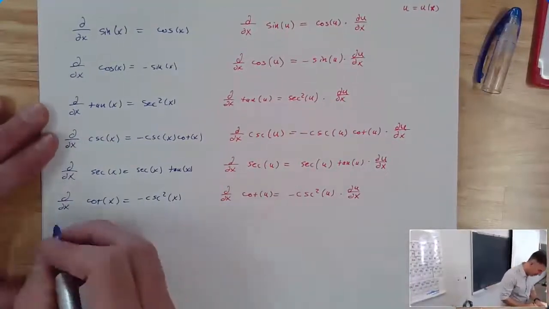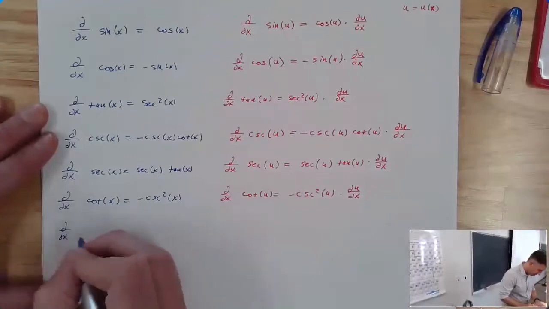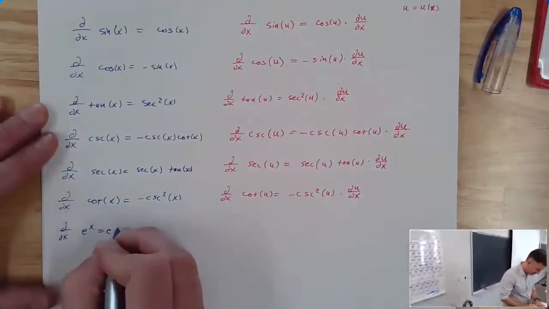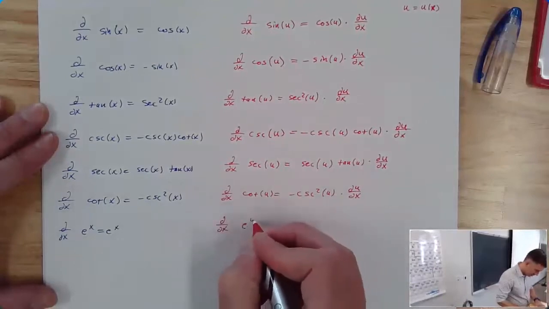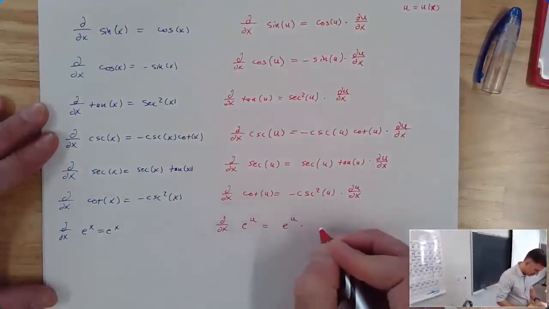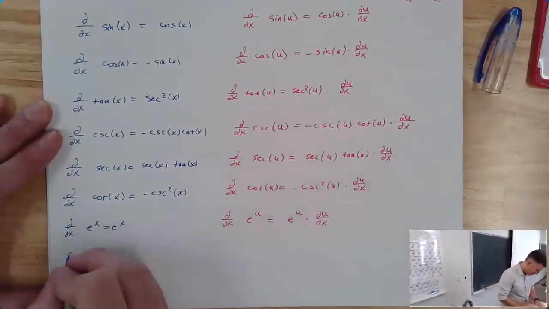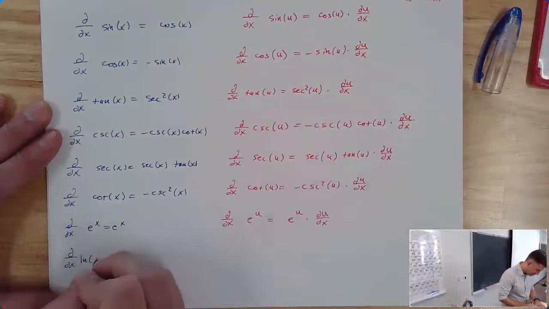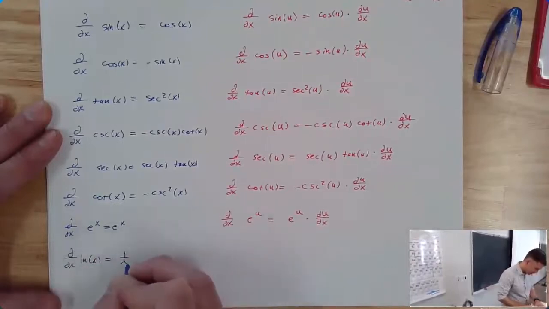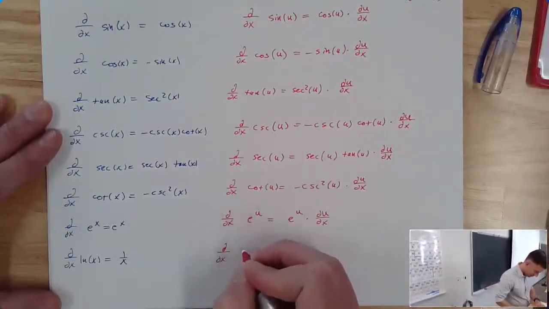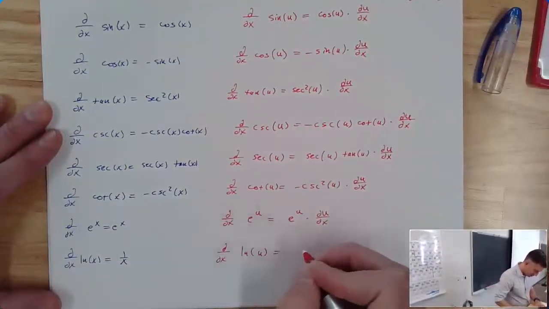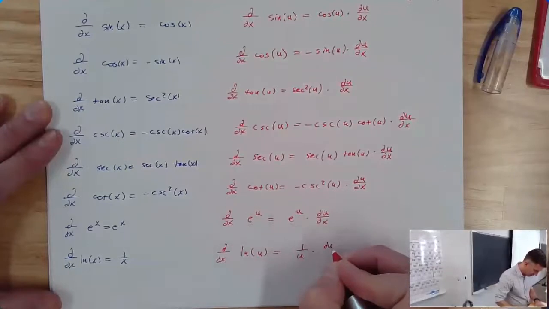We've got the derivative of e to the x is e to the x. The derivative of e to the u is e to the u times the derivative of u. The derivative of the natural log of x is 1 over x. And the derivative of the natural log of u is 1 over u times du/dx.